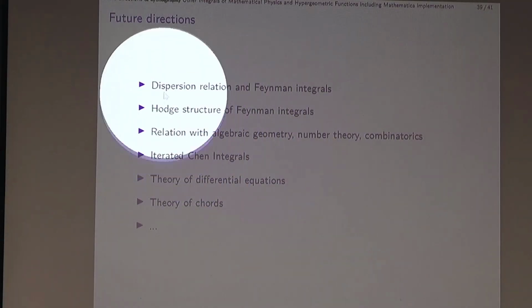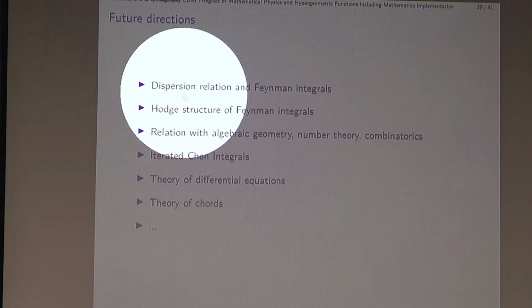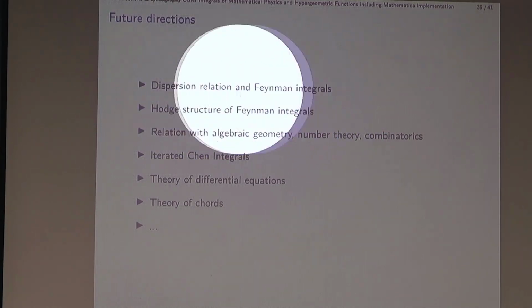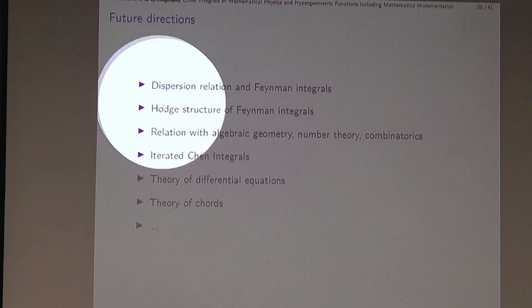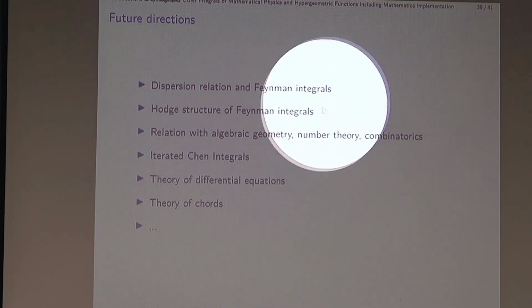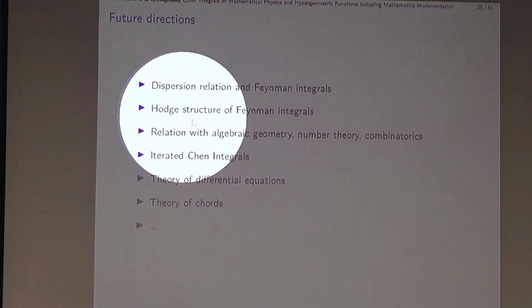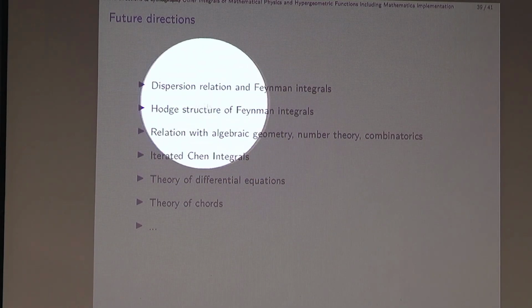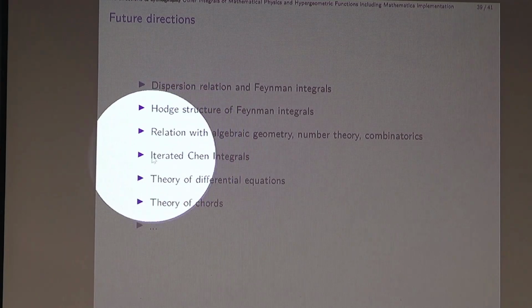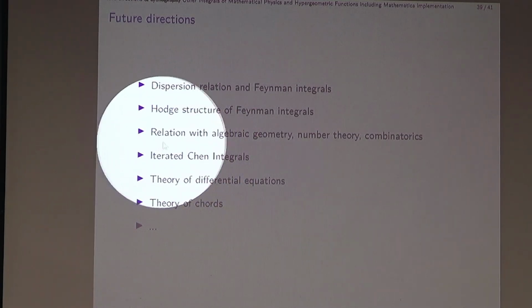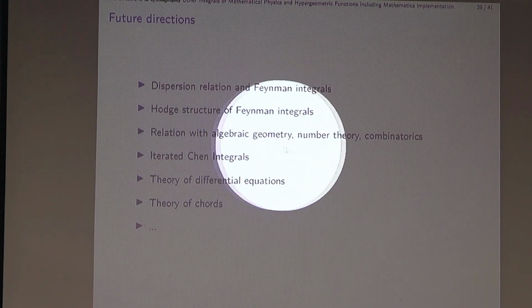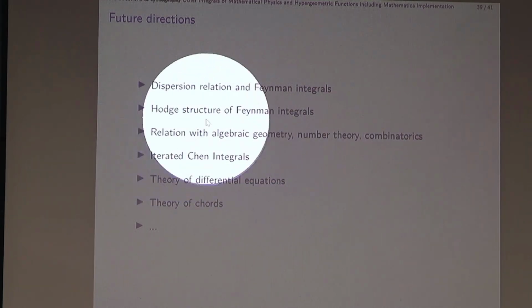There are other things like dispersion relations. One can write down dispersion relations for Feynman integrals. Even in this case, not much work has been done. People can do it. Then there are mathematical properties of these Feynman integrals that go under the name of Hodge structures, not sufficiently explored, in my opinion. There's a relation to algebraic geometry, number theory, combinatorics, etc.